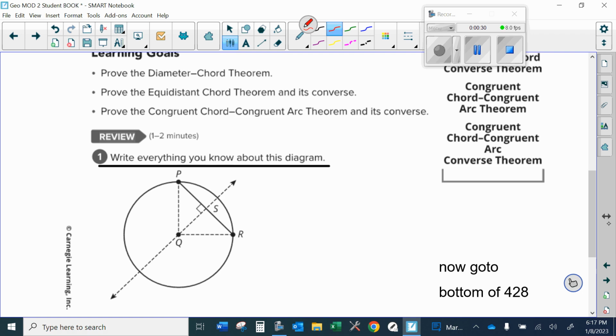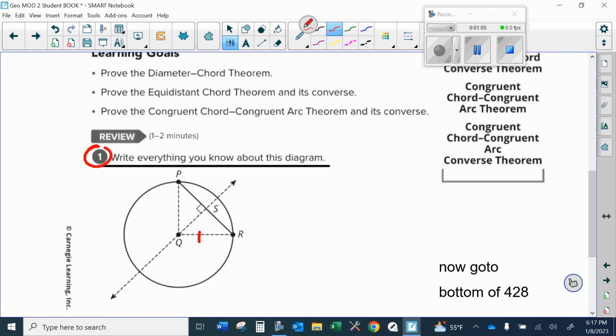All right, so what I want you to do first off is to go ahead and pause the video and identify, as it says on number 1 here, write everything you know about this diagram. So you're trying to mark as many things up on here as you possibly can. That's using your congruence, what you know of congruent triangles, everything. Okay? So go ahead and do that, and then when you think you've done as much as you can, then go ahead and hit play again. All right, here we go.